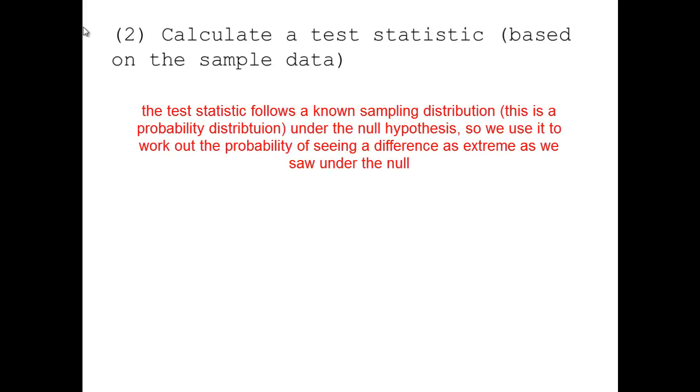Now, in order to calculate the probability of observing our data if the null hypothesis is true, i.e. the p-value, we calculate something called a test statistic. This test statistic follows a known sampling distribution.